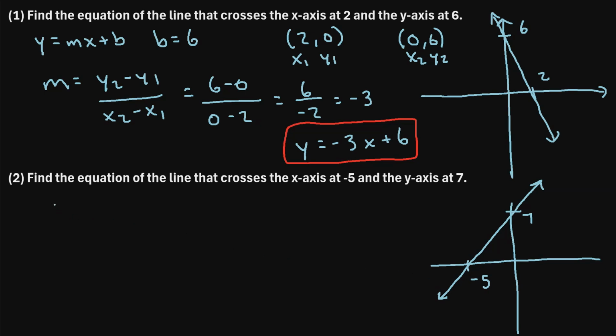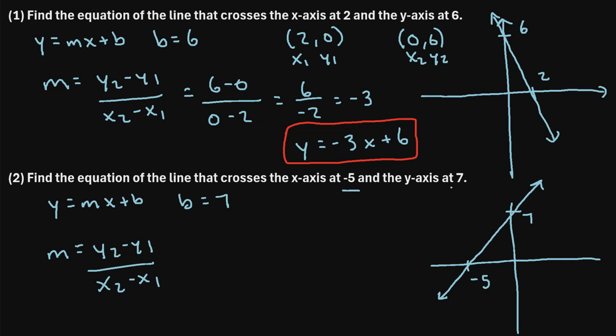And once again, we can write it in the form of y equals mx plus b, where m is the slope and b is the y-intercept. So we're told the y-intercept. We're told that it crosses the y-axis at a value of 7. So b is just going to be 7. Then we just need to find the slope once again. So we can use the same formula of y2 minus y1 over x2 minus x1.